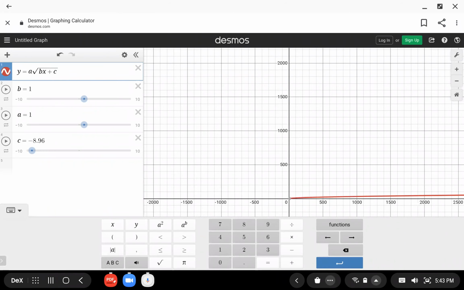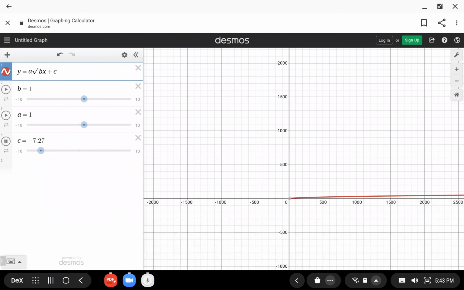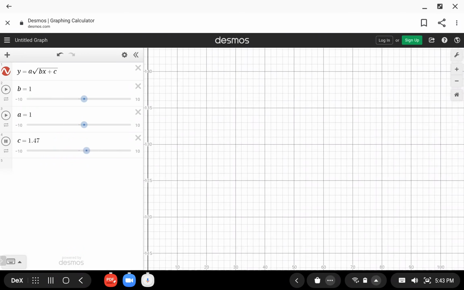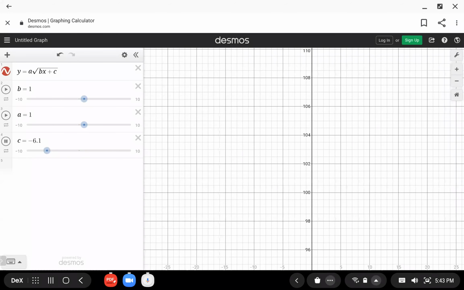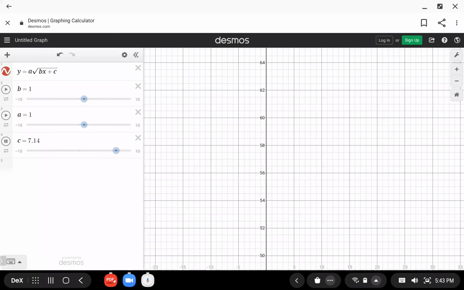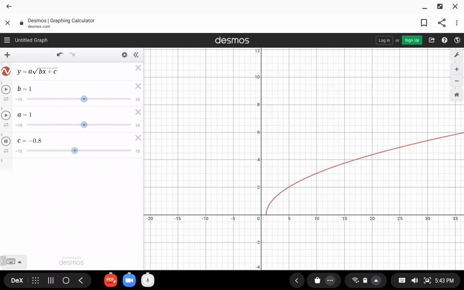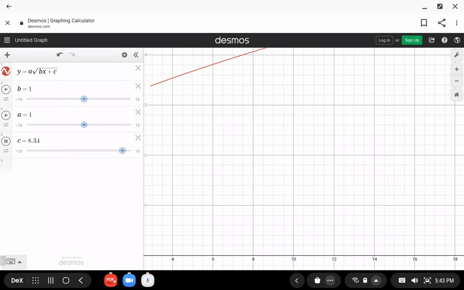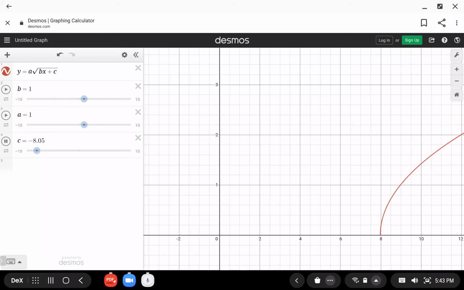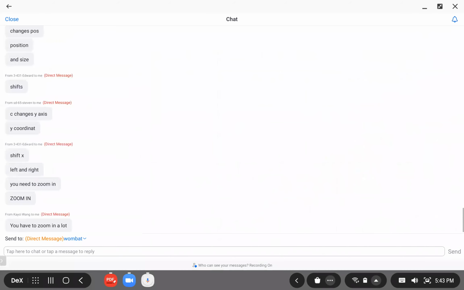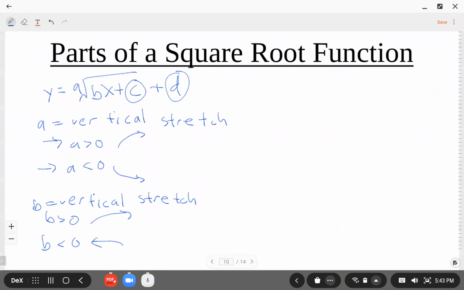Let me go back here and now let's animate it and see it's moving. It's too far out. Go back. Where did it go? Oh, there it is. So now you see it's kind of moving. It's a horizontal shift, so let's write that down. C is a horizontal shift.